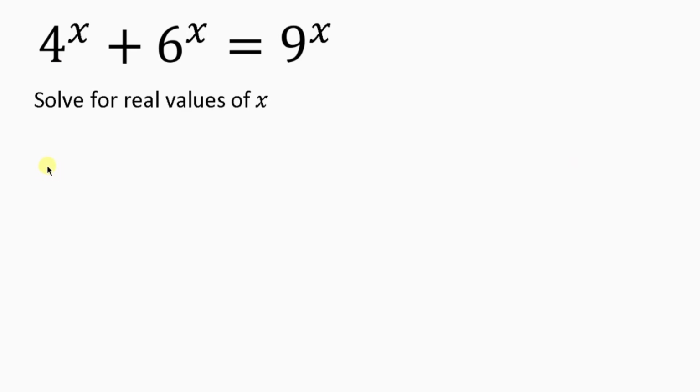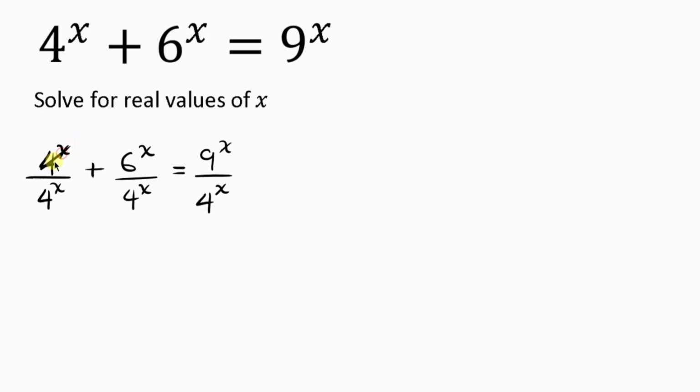We have a question here which says solve for real values of x for which 4 to the x plus 6 to the x is equal to 9 to the x. Our first step will be for us to divide through by 4 to the x. So this becomes 4 to the x divided by 4 to the x plus 6 to the x divided by 4 to the x is equal to 9 to the x divided by 4 to the x.